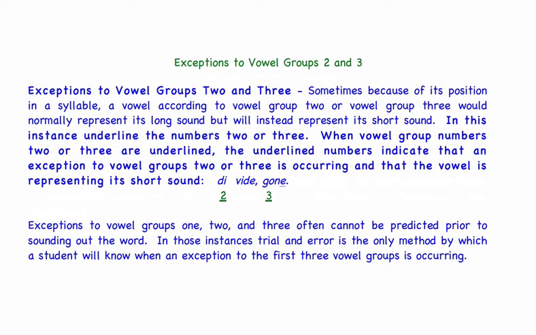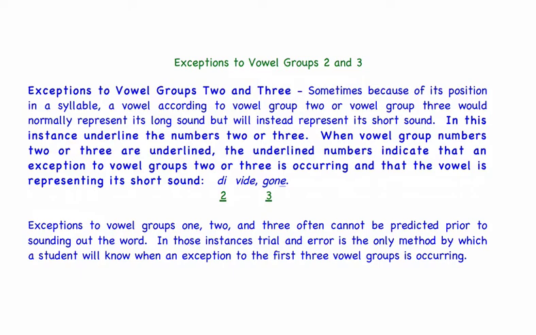Now let's talk about exceptions to vowel groups 2 and 3. Sometimes, because of its position in a syllable, a vowel according to vowel group 2 or vowel group 3 would normally represent its long sound, but will instead represent its short sound. In this instance, underline the numbers 2 or 3. When vowel group numbers 2 or 3 are underlined, the underlined numbers indicate that an exception to vowel groups 2 or 3 is occurring and that the vowel is representing its short sound. And then you see two examples of this.